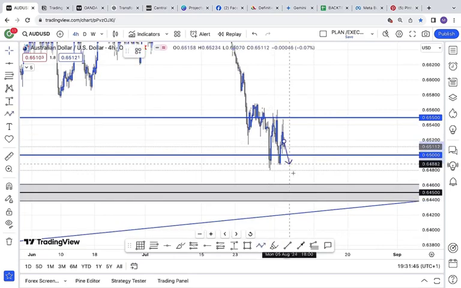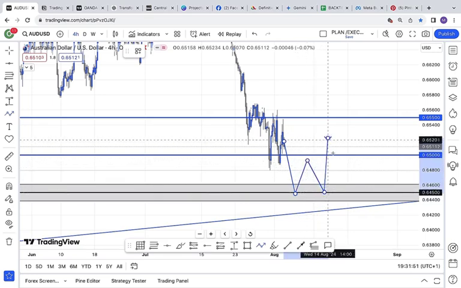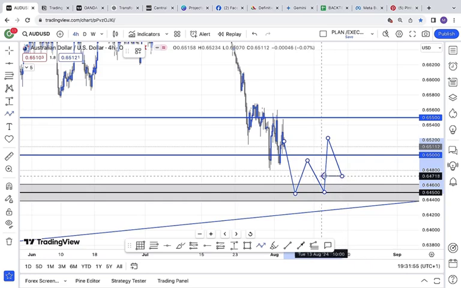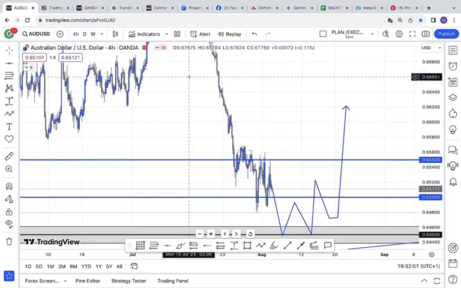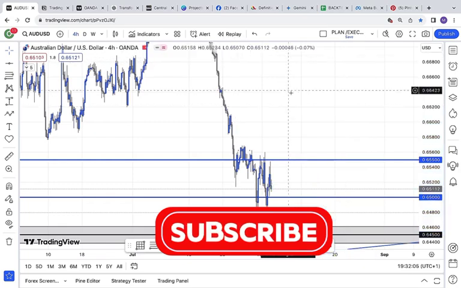So I'll be expecting a shift in market structure here. I'm expecting something like this, a shift in the market structure. So our entry will be at this zone, at the demand zone, this place. Then we'll start taking the market to the upside. That's what I'll be playing out in AUD/USD.